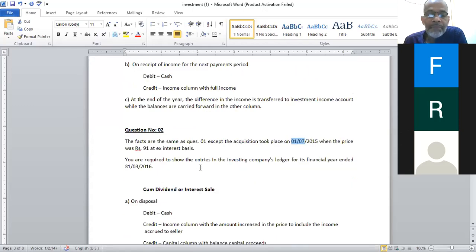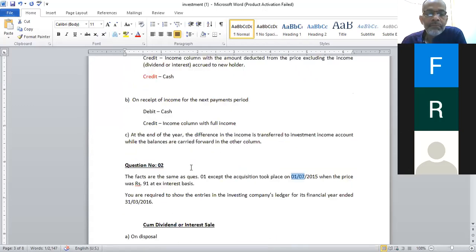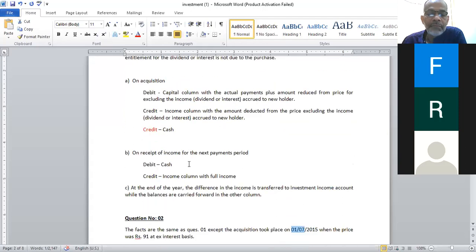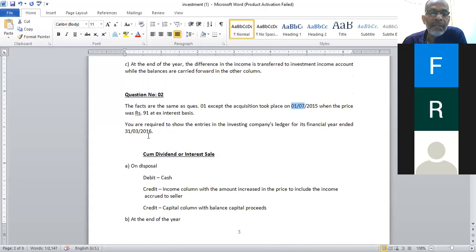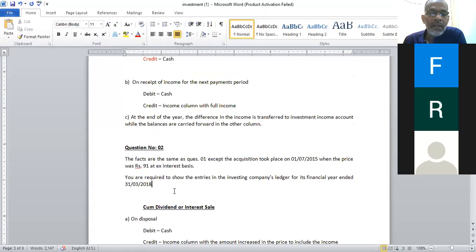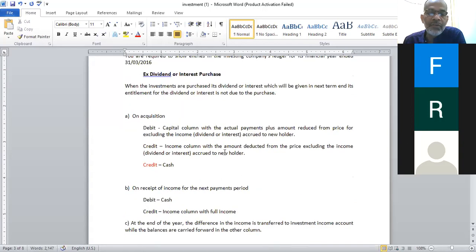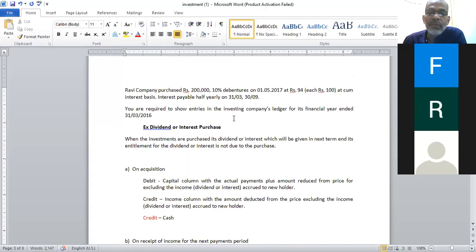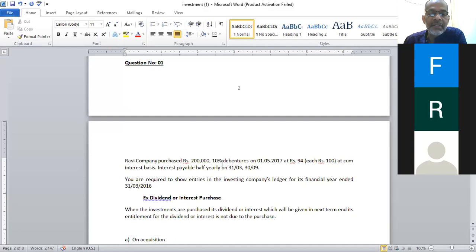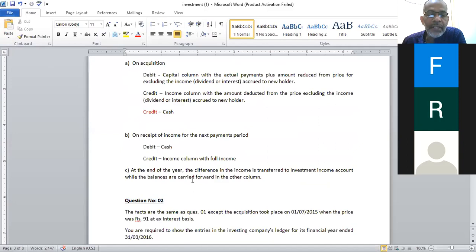Is it okay? I think this may be wrong. This one is 18, not 16. Okay, 16, right. There are different accounts. The company purchased debentures on 15 and 16. Okay. Shall we do the example?